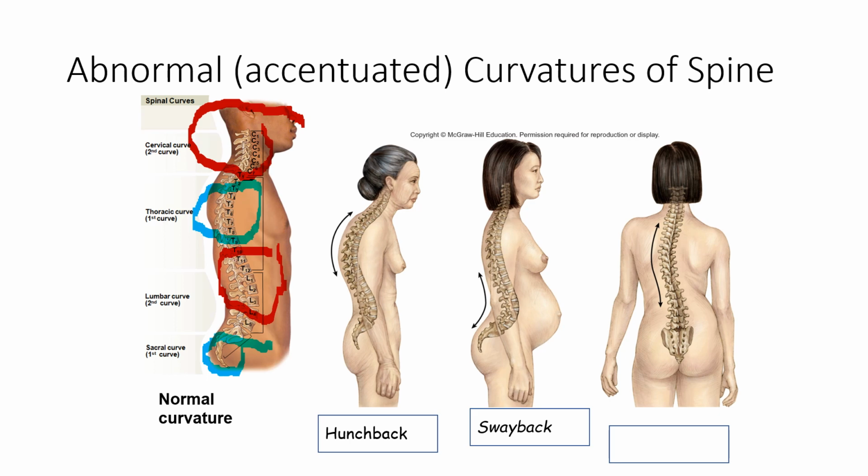Now let's move on to the abnormalities in the curvature of the spine. The 3 images on the right side are abnormalities. The first one is an accentuation along the thoracic curve, which is often referred to as hunchback, and this is normally caused by osteoporosis. The name of this condition is hunchback or kyphosis.